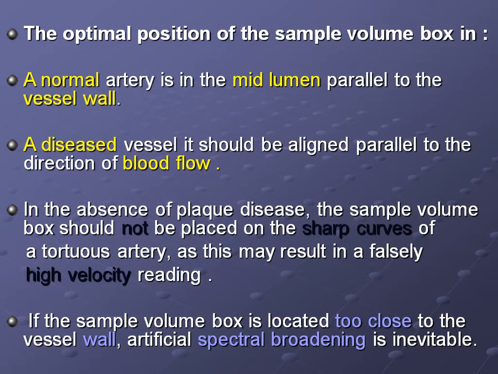In the absence of plaque disease, the sample volume box should not be placed on the sharp curves of the tortuous artery. This may result in a false high velocity reading. If you see a tortuous vessel, don't place the sample volume at the tortuous part. Look for a straight part and place it there. Okay? If the sample volume box is located too close to the vessel wall, there will be artificial spectral broadening. So that's why you should put it in the center of the artery, not at the periphery. At the periphery, there will be artificial spectral broadening.